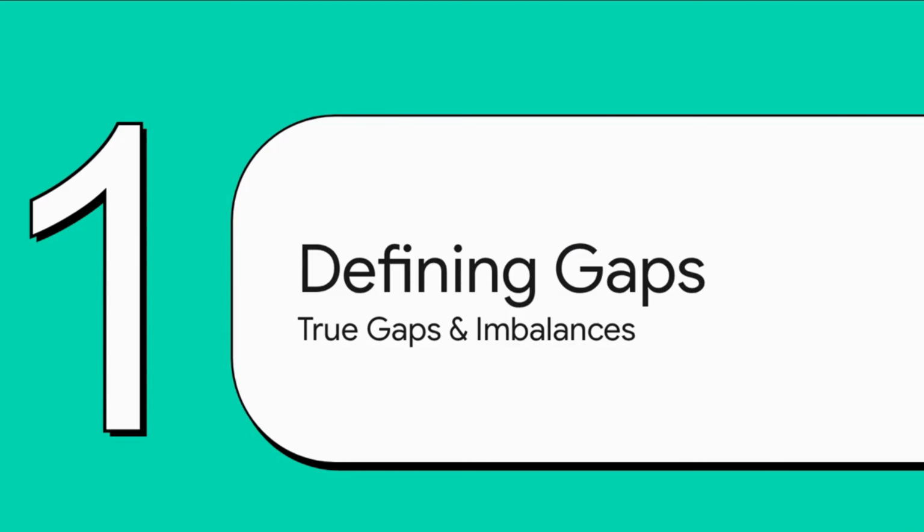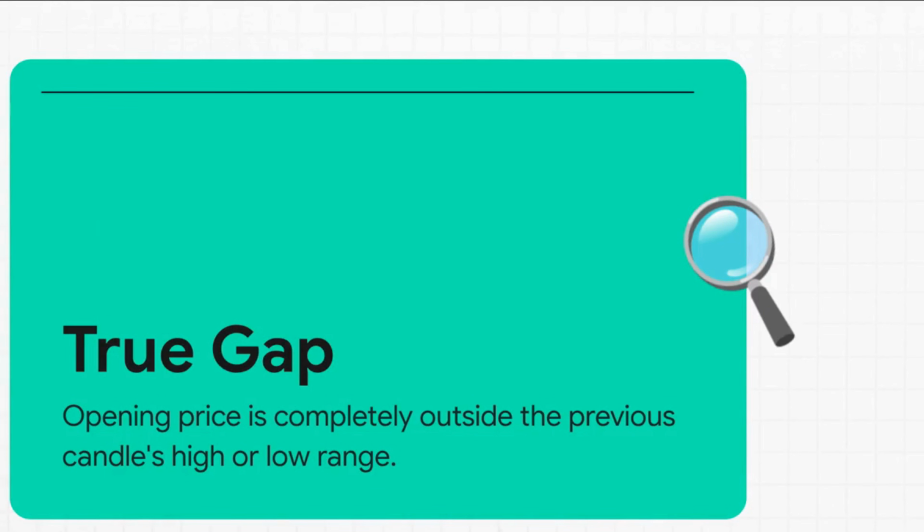Okay, part 1. Defining gaps and imbalances. Look, a true gap isn't just some tiny skip in price. We are talking about actual empty space. If the current candle's open is entirely above the absolute high of the previous candle, that's your gap up. If it's strictly below the previous low, it's a gap down. That empty space means absolutely zero trading happened at those price levels.